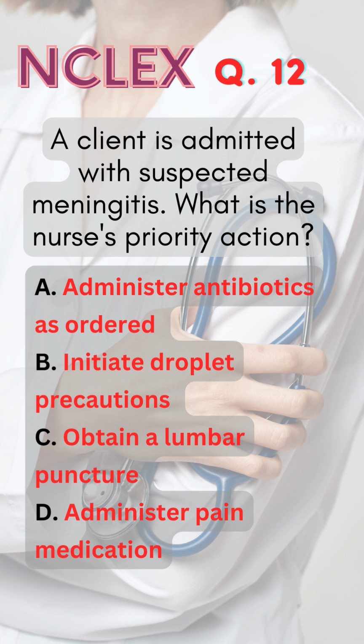Question: a client is admitted with suspected meningitis. What is the nurse's priority action? A. Administer antibiotics as ordered. B. Initiate droplet precautions. C. Obtain a lumbar puncture. D. Administer pain medication.